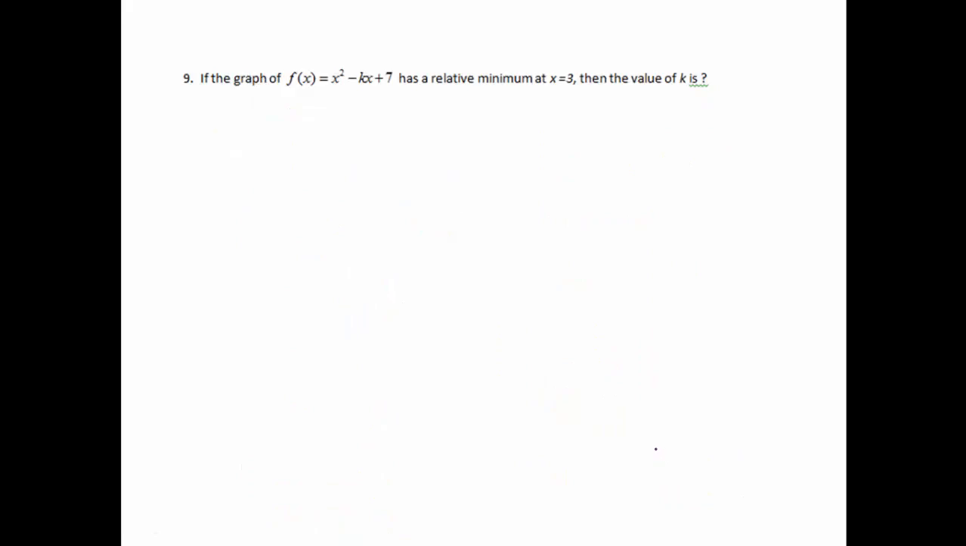Okay, number 9. If the graph of f of x equals x squared minus kx plus 7 has a relative minimum at x equals 3, then the value of k is what? Well, in order to have a relative minimum, we know that f prime will have to change from negative to positive. In order to figure that out, we're going to have to find f prime. We're going to have to find a critical value and then make sure that f prime changes from negative to positive. So let's find f prime first.